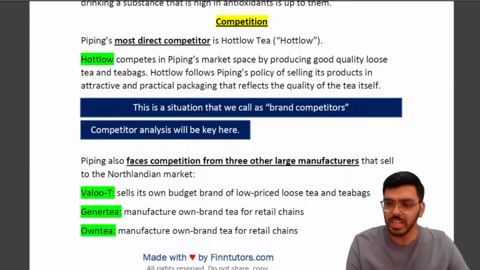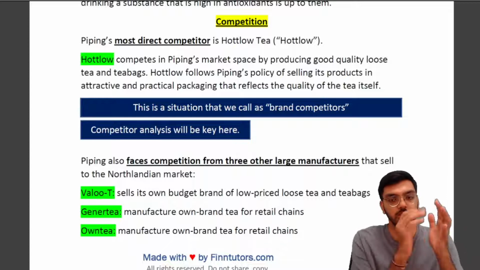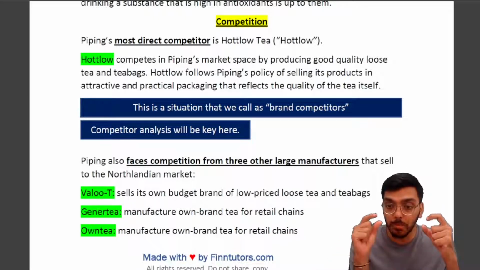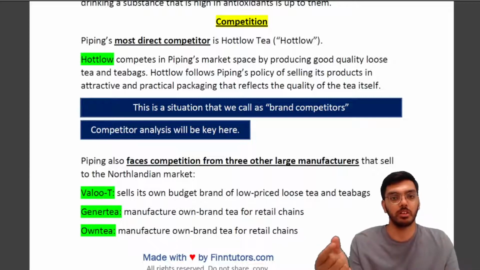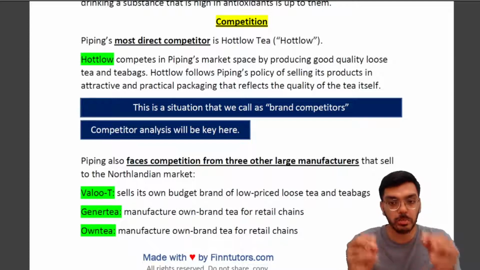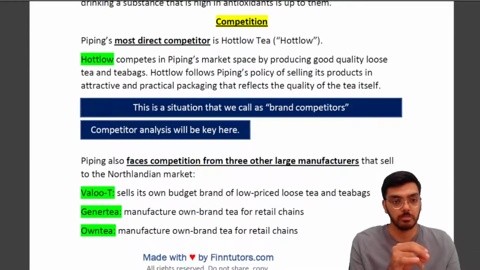itself. So, a clear situation of brand competitors, which means it's the same product, same customers, same way of selling, just the brand is different. Your brand is Piping, this brand is Hotlo. So this is the situation that we call brand competitors and competitor analysis. The competition is going to be key in this industry.